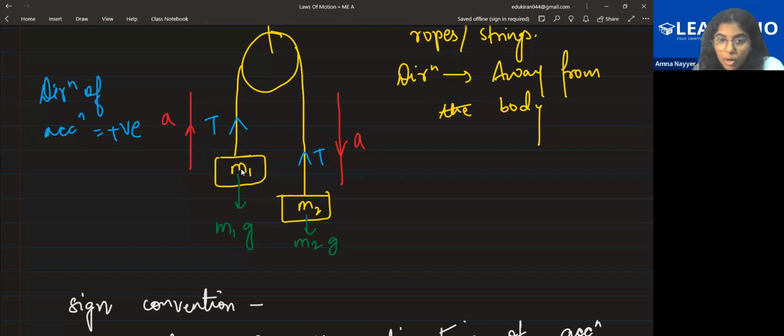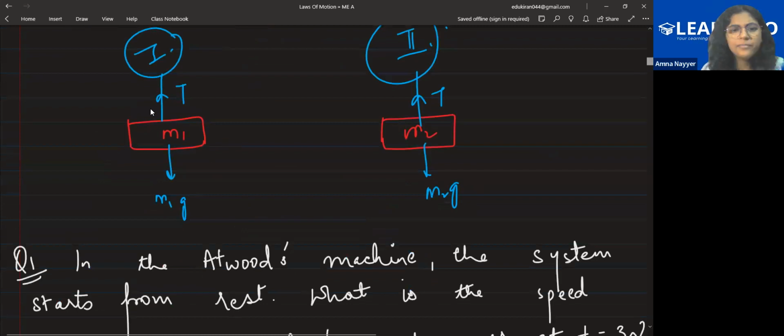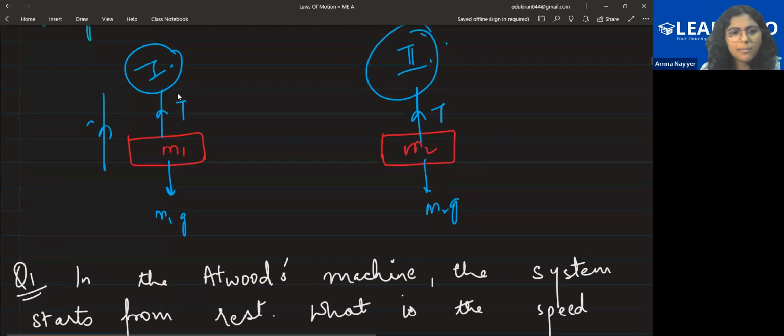For this block 1, just for this block 1, T will be positive, and for block 2, T will be negative. Just don't go by this T thing. Just go by one block. That's why I've told you FBD. Free body diagram means you're focusing on the first block only. Forget this. Don't look from here. You have to draw the separate body like this. Okay. Now acceleration is upward. So that's why our tension is positive. This was the logic only.